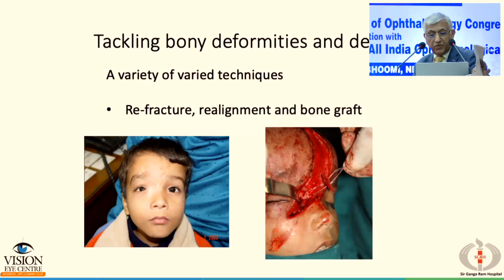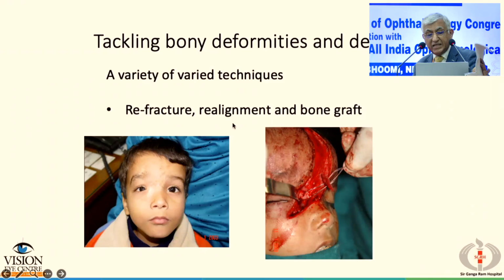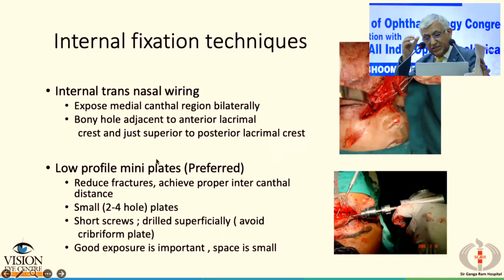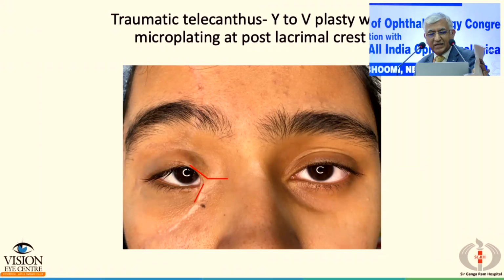The bony deformities require a different kind of strategy. You often need to refracture, realign, sometimes do a bone graft. So this is an example of a bone graft and nasal wiring. Among other internal fixation techniques, the most preferred one is low profile mini plates, which we often use. Plates like these are anchored to the posterior lacrimal crest, one of these holes being used with a Prolene thread to anchor it to the medial canthus.